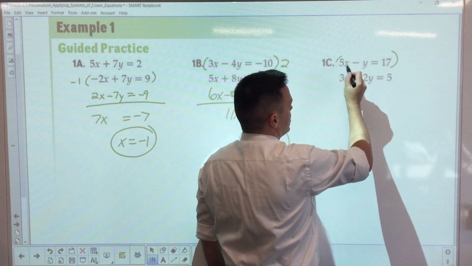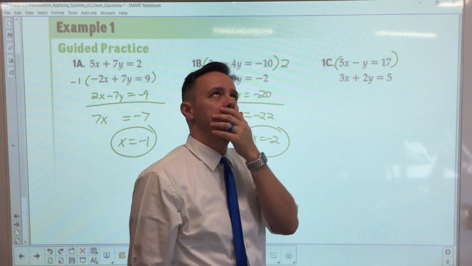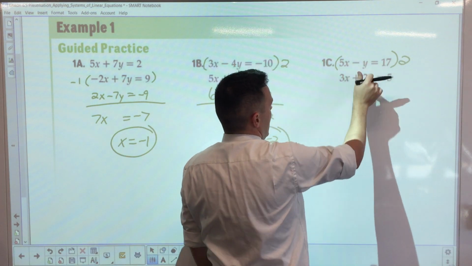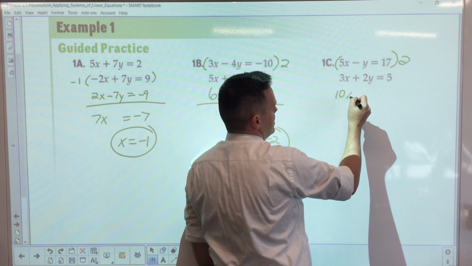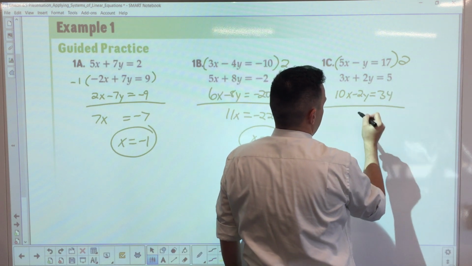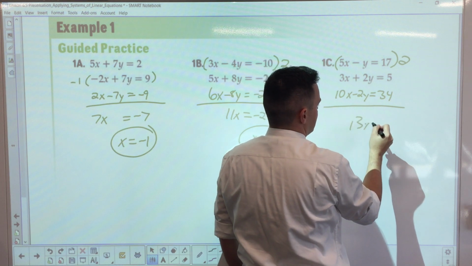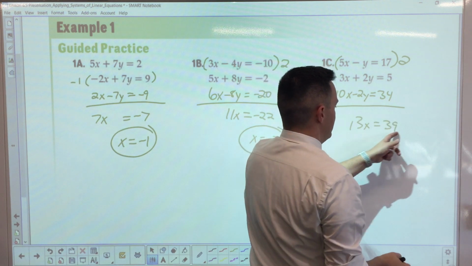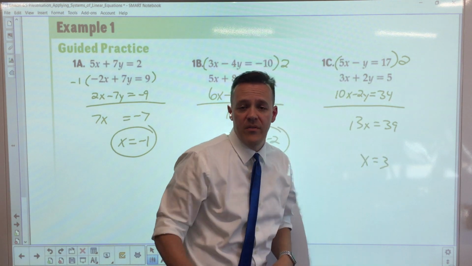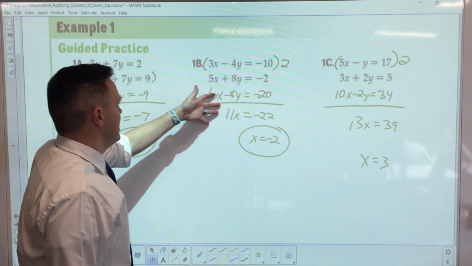Last one. Multiply this equation by what? 2. This one happens to be the same thing. So it's 10x minus 2y equals 34. You'd end up with 13x equals 39. Can you simplify that? Yes, x equals 3. Plug it back in, get your y value. Hopefully you see the process.